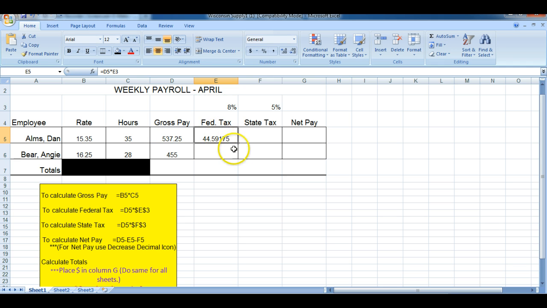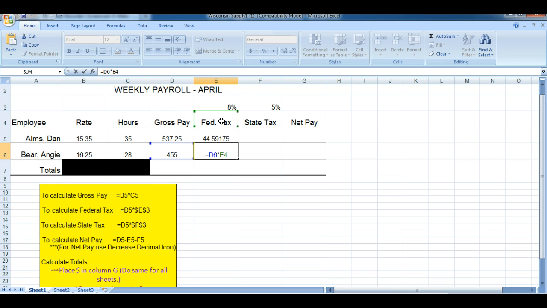Click back on your answer. Go to the bottom right hand corner and drag down. Now notice there's a problem. The reason why there's a problem is if you double click in cell E6, look at what it's trying to do. It's trying to multiply D6, which is correct, but it's trying to multiply it with E4, which is a word. You can't multiply numbers and words together. It's not going to work.